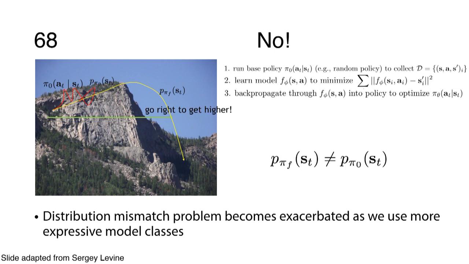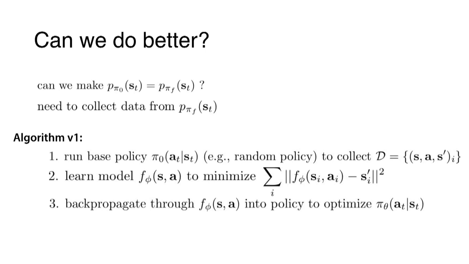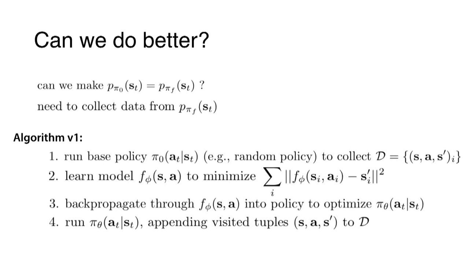So how can we do better? How can we make the distribution of states that we're going to train our model on equal to the distribution of states of our final policy? What we can do is collect data from our policy and then refit our model. So as an algorithm, first we run our base policy, learn a model, backpropagate our model into our policy just like before, and then run our policy that we learned, appending the visited tuple state, action, next state to our data set, and then refit our model using the new data. So this can work more effectively because you can refit your model using the new states that you visited and get a more accurate model in those states.